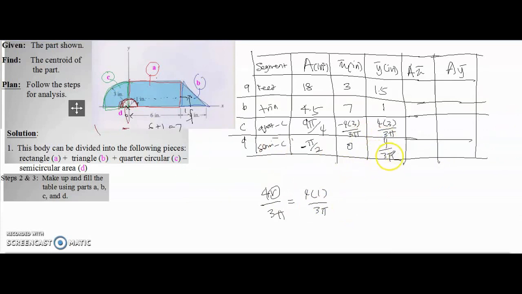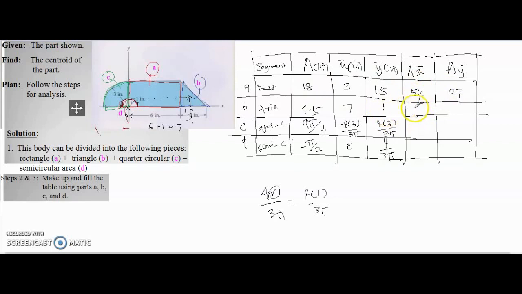So you have already finished filling up all these columns. For this column, you just multiply the area with the x bar, and for this one the area with the y bar. Simply multiply. For the rectangle, x bar multiplied with A is 18 times 3, so it becomes 54. And for this one, 18 times 1.5 becomes 27. Okay, so please do the rest.